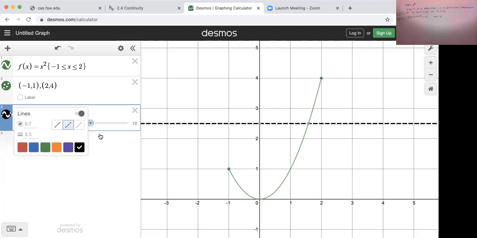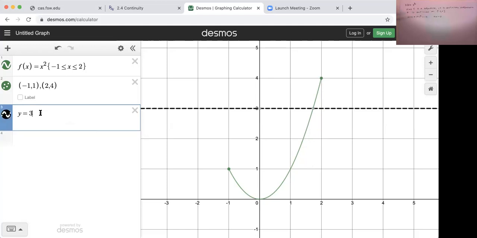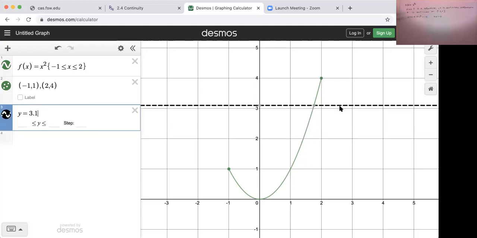Right? So it can go up and down. It can move, but I have this value here that gets sent to 2.5. We see that? We're able to go ahead and find that number. If I didn't want to use 2.5, what if I wanted to use 3.1? Is there a C? Sure. Now the C is 1.761. F of C, F of 1.761 is 3.1.